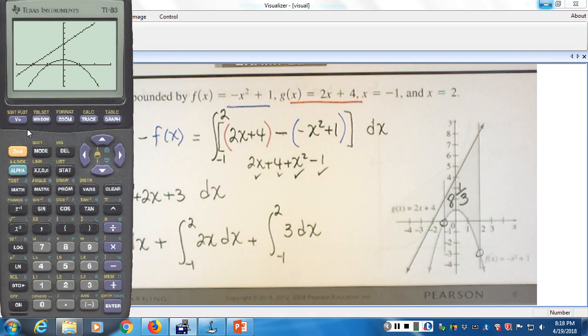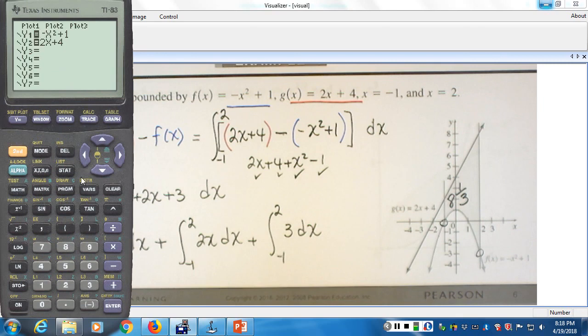So then how are we going to do the integral? Well, the first thing you want to do is you want to hit your trace button. If you don't, I hope at this point it's obvious to you that the linear function is the one that's on top, which is y2. But if it was another class, I would want to make sure that they understood that. So if you need to, hit trace and make sure which function's which. So y2 is the top function.